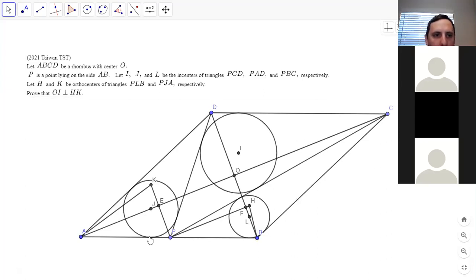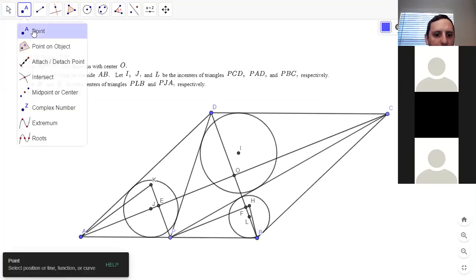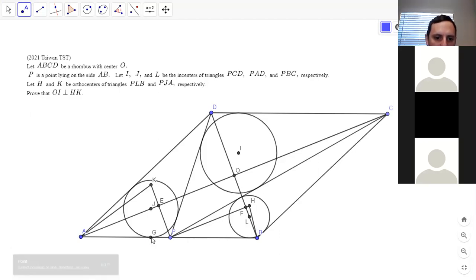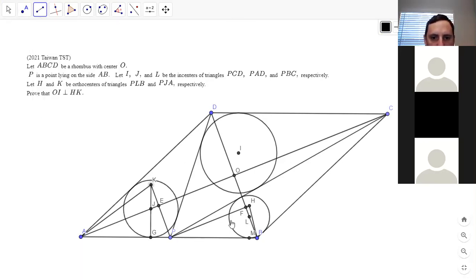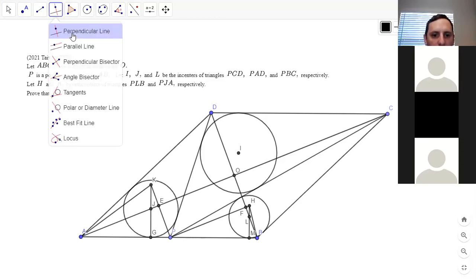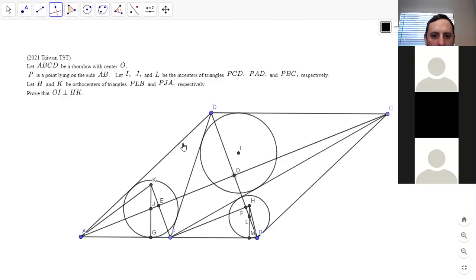Maybe it's worth also drawing these points. So K, J, and G are collinear, and H, L, and M are collinear. Can you draw the incircle of ABCD? Oh, the incircle of the rhombus? Yeah, just a second. Maybe we can use radical axis. That would be interesting.